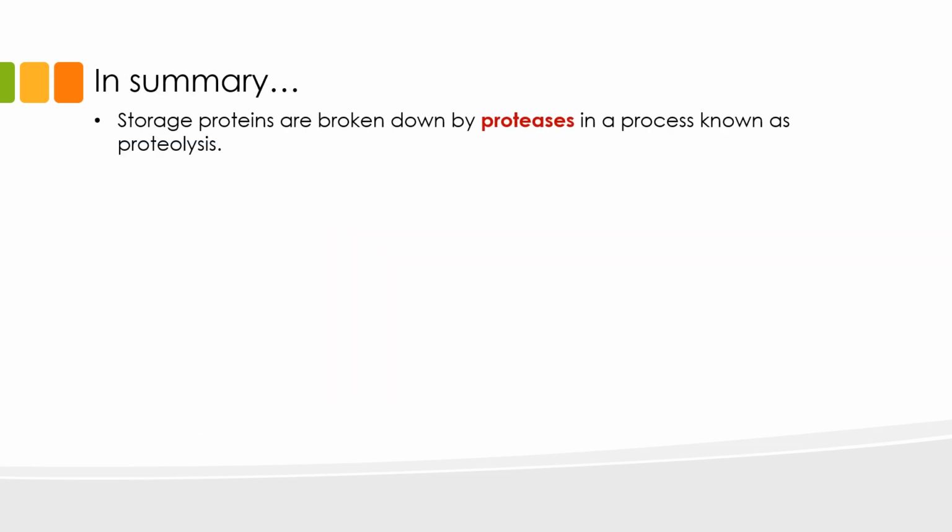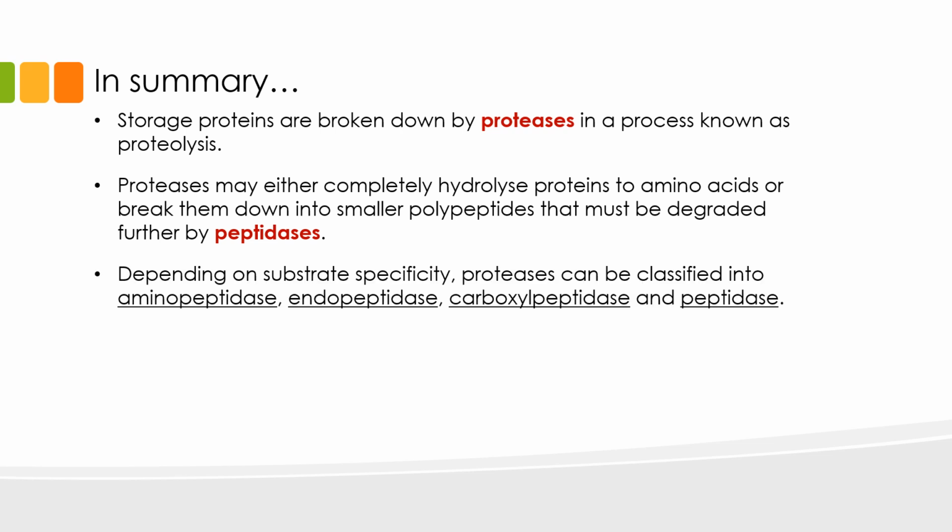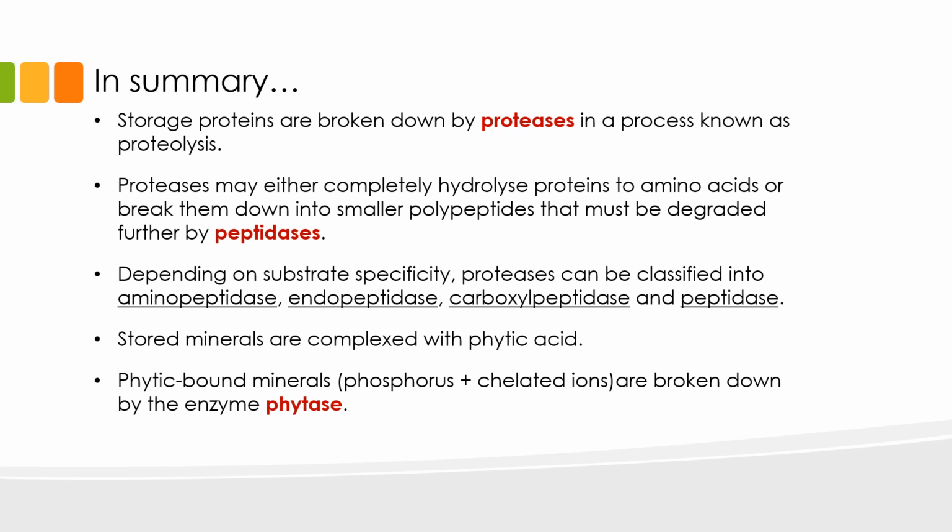In summary, storage proteins are broken down by proteases in a process known as proteolysis. Proteases may either completely hydrolyze proteins to amino acids or break down the proteins into smaller polypeptides that must be degraded further by peptidases. Proteases can be classified into aminopeptidase, endopeptidase, carboxyl peptidase, and peptidase depending on substrate specificity. The stored minerals are broken down by the enzyme phytase. Recall that stored minerals are complexed with phytic acid in the seeds. The phytase enzymes hydrolyze the phytic bond to release bound minerals in the seed.